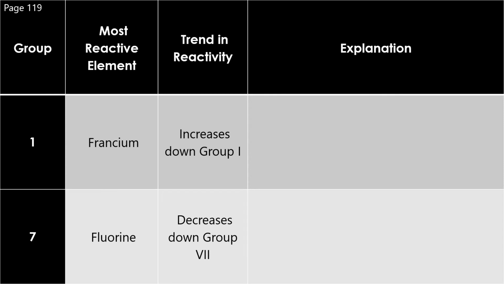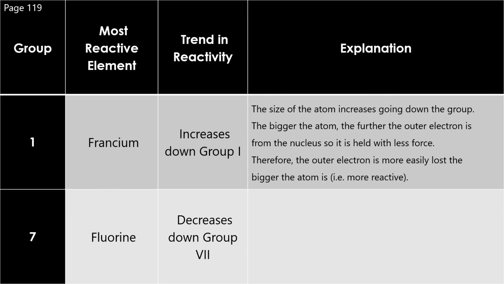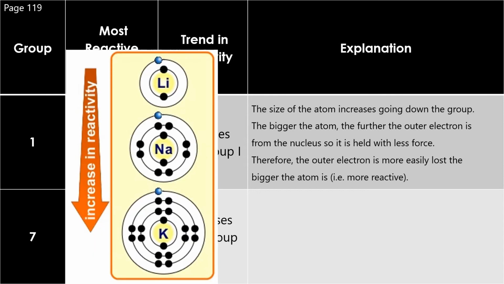And we want to explain that in terms of their sizes. Okay, now don't look at the explanation yet, look at the picture. Looking at the picture, you can see lithium has got 2 shells, sodium has got 3 shells, and potassium has got 4 shells.